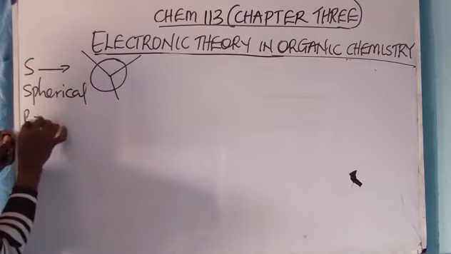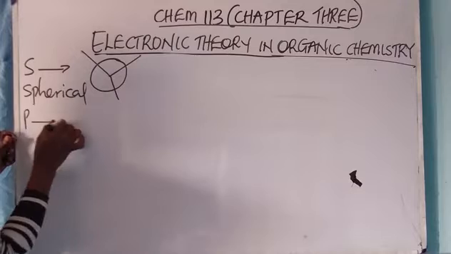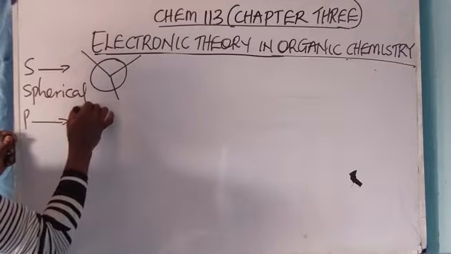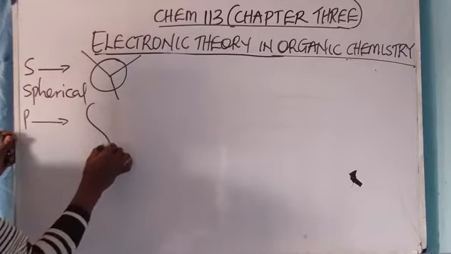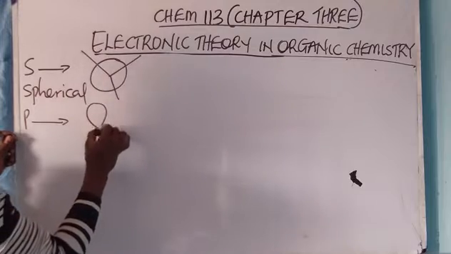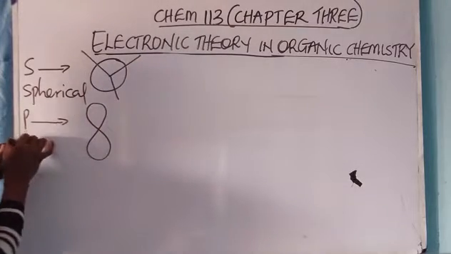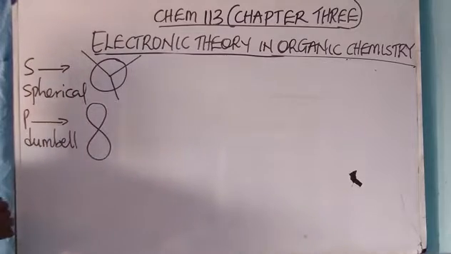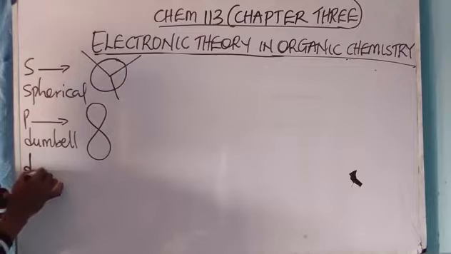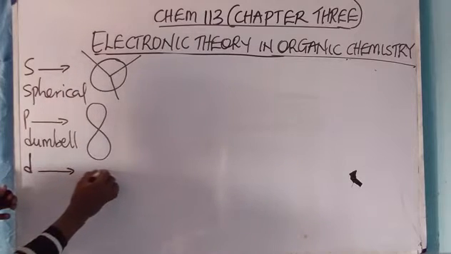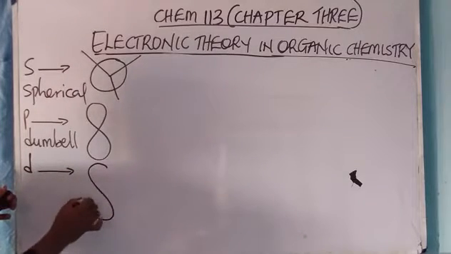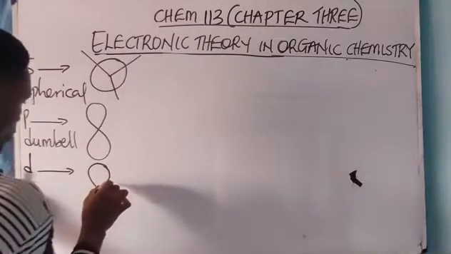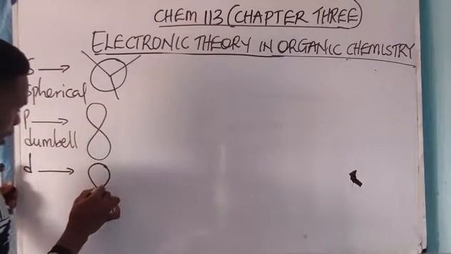The p orbital is what? Dumbbell. The p orbital is what? Dumbbell. Now the d orbital is what? Double dumbbell.